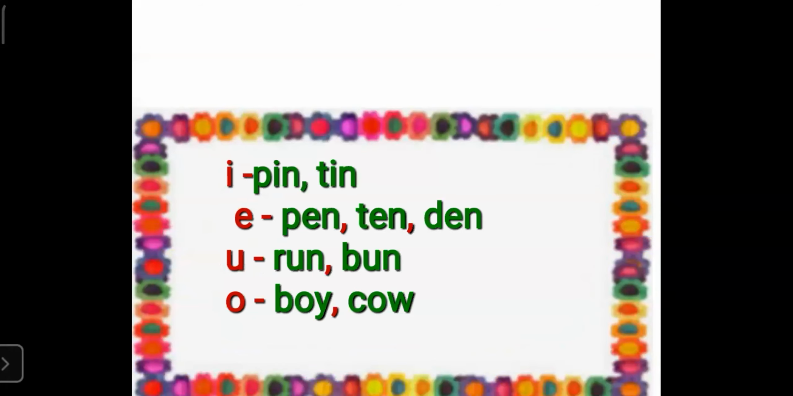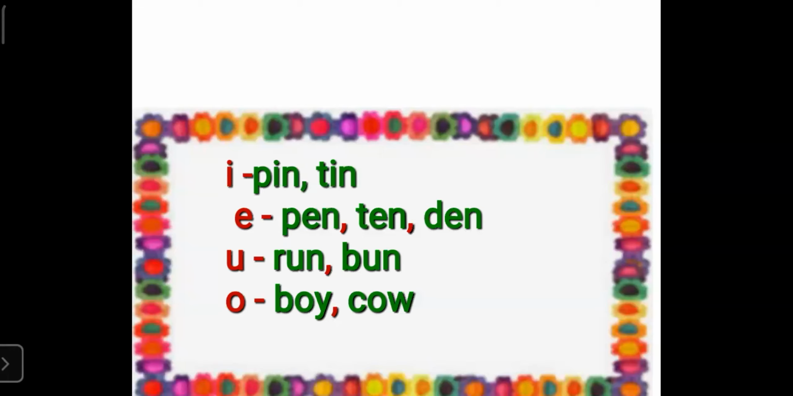By adding I in the middle square, the words formed are P-I-N, pin. T-I-N, tin. By adding E in the middle square, the words formed are P-E-N, pen. T-E-N, ten. D-E-N, den.